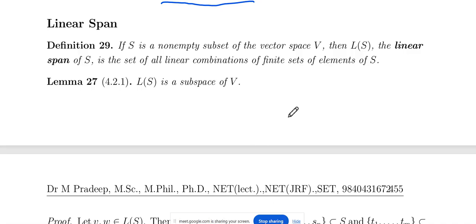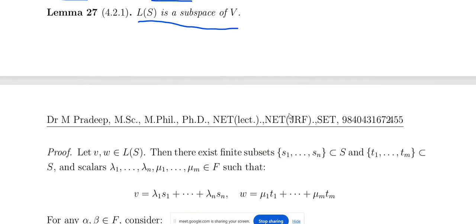Linear span means: S is any non-empty subset of a vector space V. Then L of S, the linear span of S, is the set of all linear combinations of finite sets of elements of S. The collection of all linear combinations of finite sets of elements of S is called the linear span of S. The linear span of S is a subspace of V.